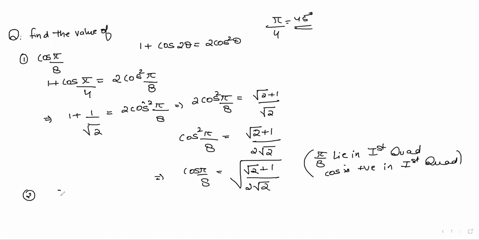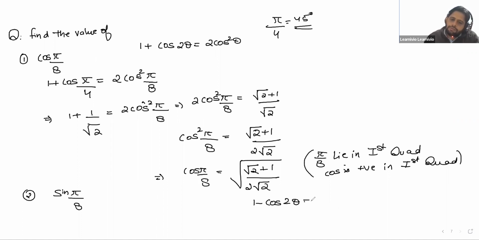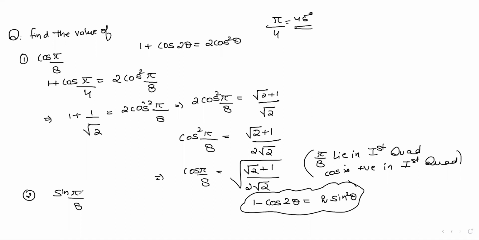No doubt? Okay, then you can use the formula to find the value of sin pi by 8. Tell me the formula of 1 minus cos 2 theta. It is 2 sine square theta. So put this formula over here, find the value of sin pi by 8 and share the answer. Okay, sir.